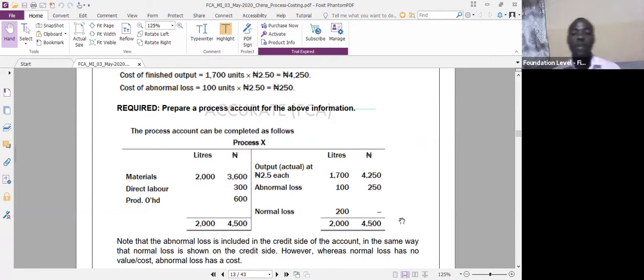But now if you look at the actual output of 1,700, you have valued it at 2 naira 50 for each. Your abnormal loss of 100 units, you are also going to apportion it, or calculate it, at 2 naira 50. It's only the normal loss that is expected not to have the scrap value because we cannot recover the loss. But if it is recoverable, then we put a value in the normal loss.